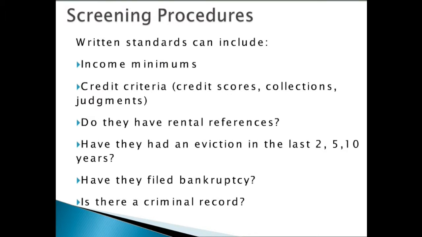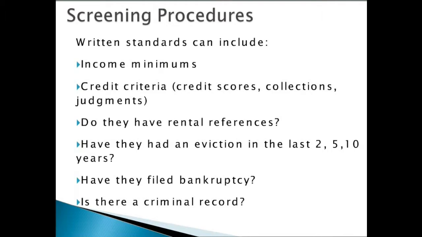Oftentimes, landlords don't necessarily care as much about negative credit as much as they care about past or current delinquencies with rent and utilities. Of course, utilities are important because if your applicants owe money, then they may not be able to get their utilities turned on. Do they have rental references? You can decide to rent to someone with no rental references, as everyone must start somewhere. However, you can also decide to ask those people with references to provide a co-signer.